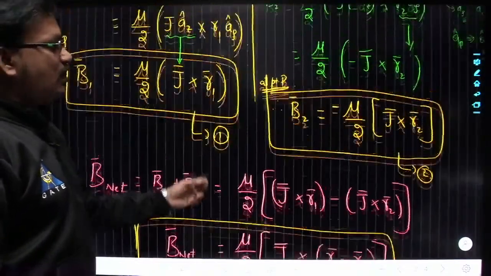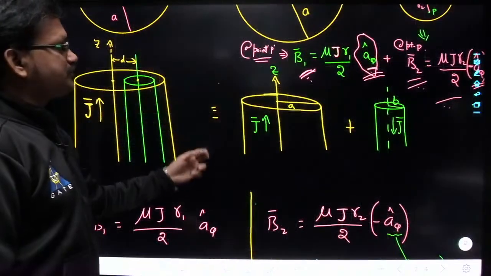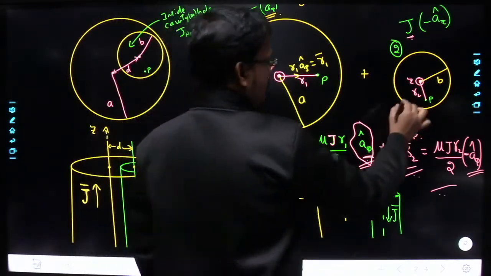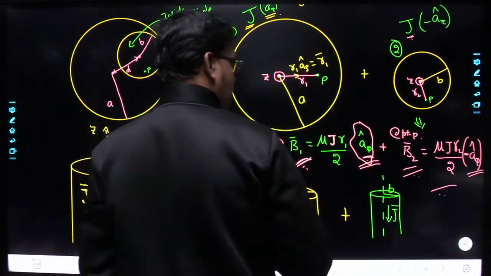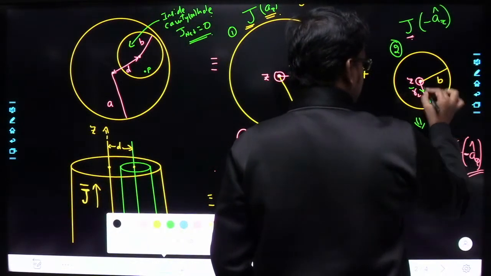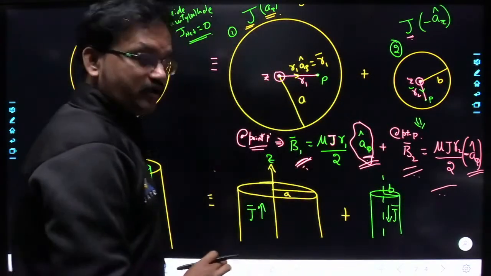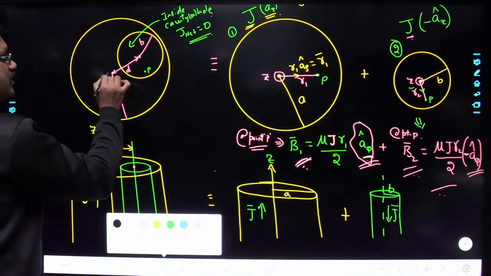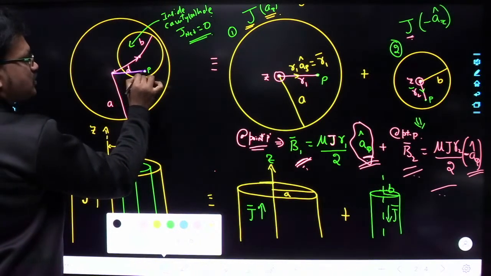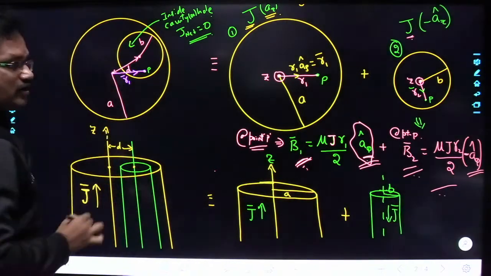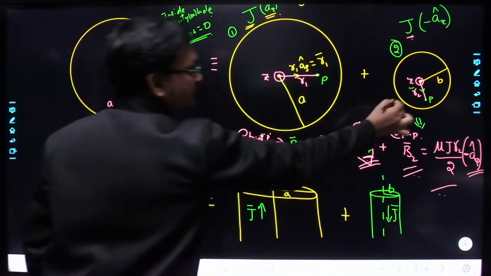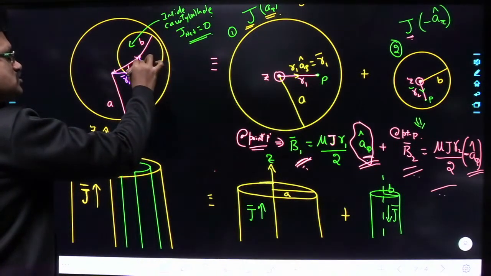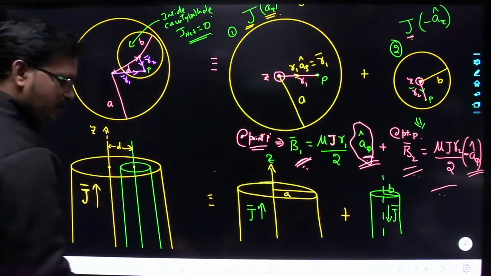Now see here. This R1 bar is nothing but the distance from the center of this cylindrical wire to this point P, and this R2 bar is the distance from the center of the other wire to this point P. So the distance from the center of the wire to this point P I am considering as R1 bar. And the distance from the center of this wire to this point P is nothing but R2 bar. So the distance from here to here is R2 bar. Right? Okay. So now see here.